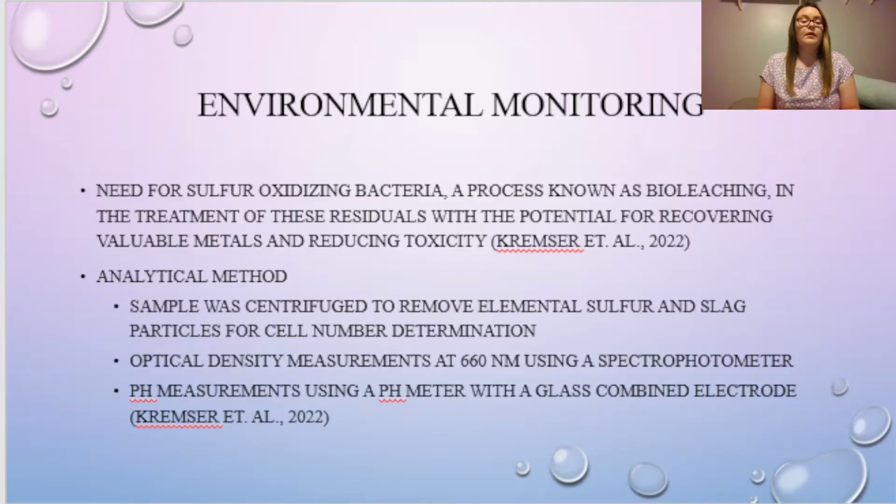And regarding the analytical method that is used, what they first do is centrifuge the sample, and what they want to do there is remove elemental sulfur and the slag particles, because then they want to determine the number of cells, so the cell number determination. They also want to get optical density measurements, specifically at 660 nanometers, using a spectrophotometer. And also, they want to find the right pH for the sulfuric acid. So pH measurements need to be taken using a pH meter with a glass combined electrode.